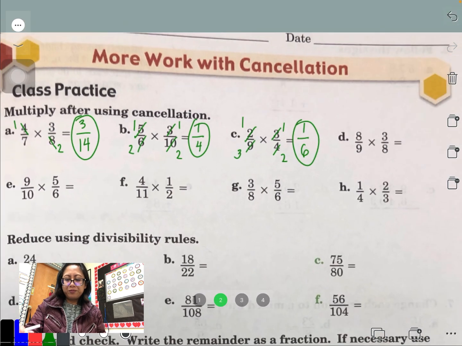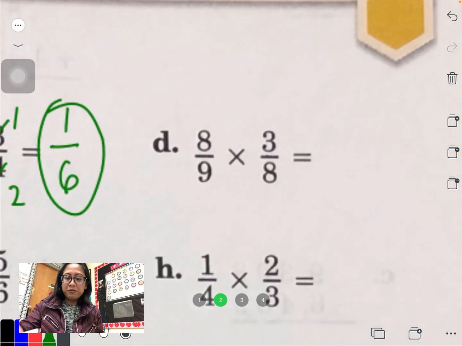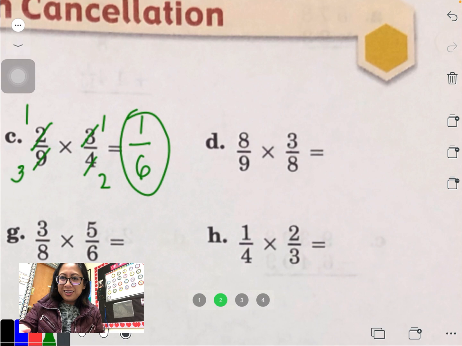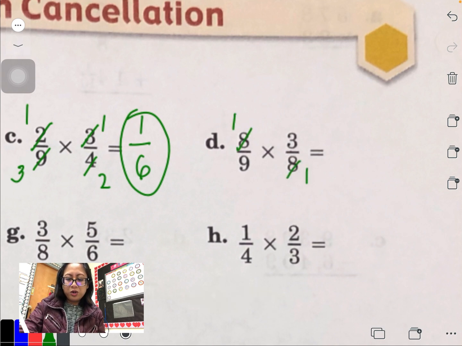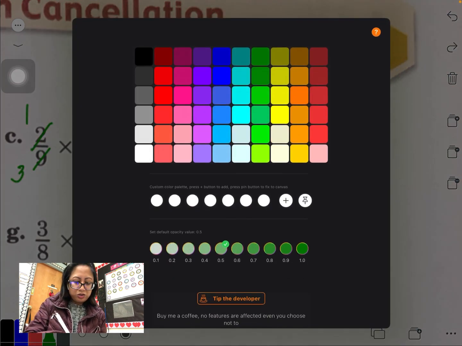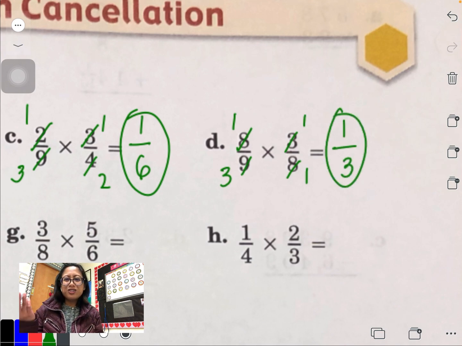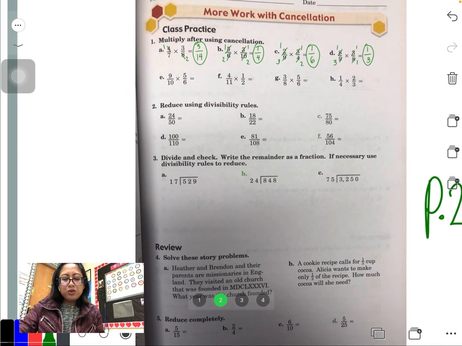1/6. Boom. Let's do the last one together, and then you can do E through H on your own, or you can wait till our Zoom meeting. This is cool. Now here, 8 and 8, this is where it gets easy because they're the same number. We just do 1, 1. 3/9, 3 and 9, we just did that in the previous one. So it's 1, 3, and it's 1/3. Boom. See, I told you it's so fun when you cross cancel.